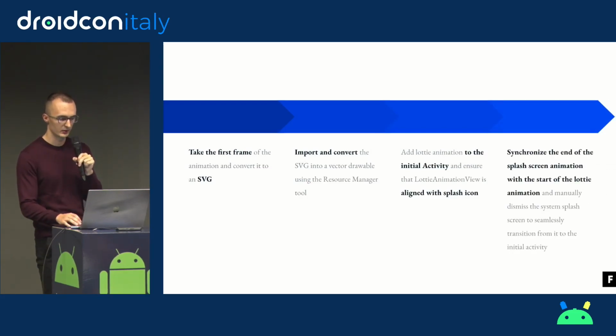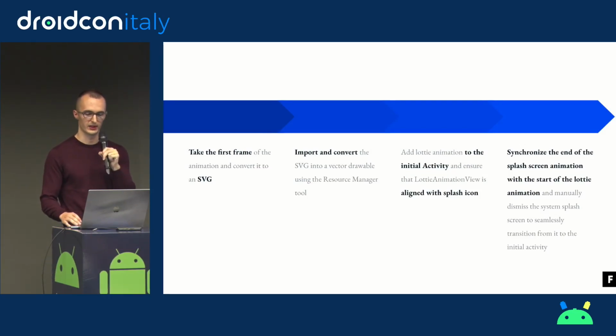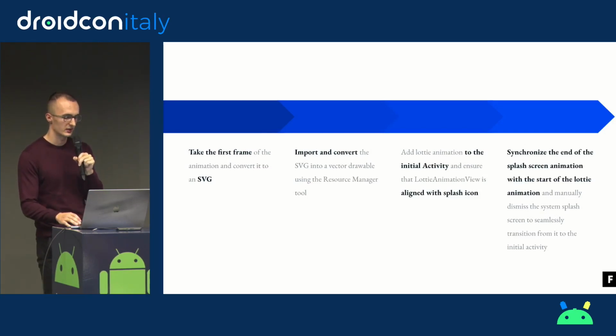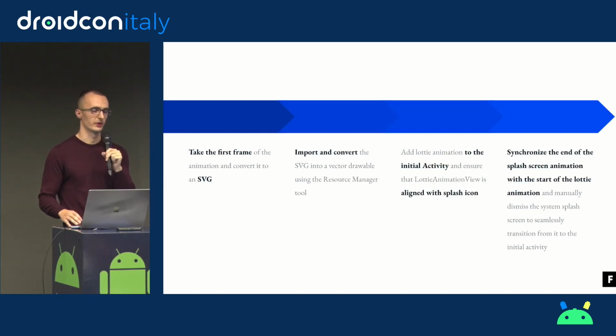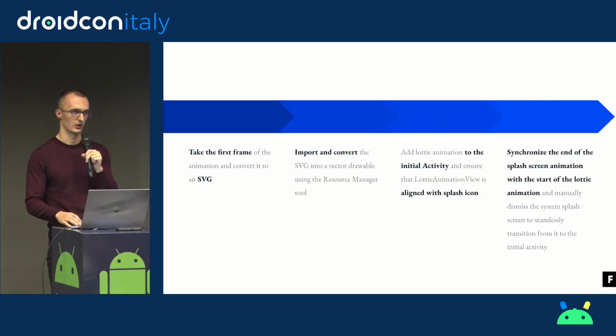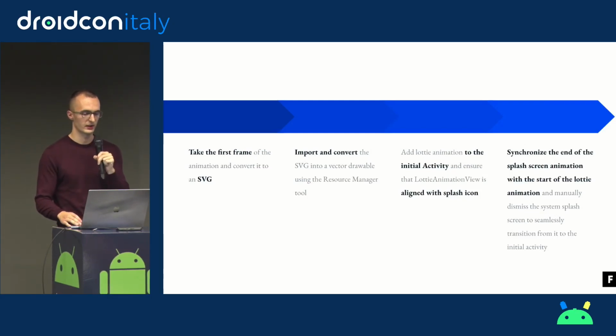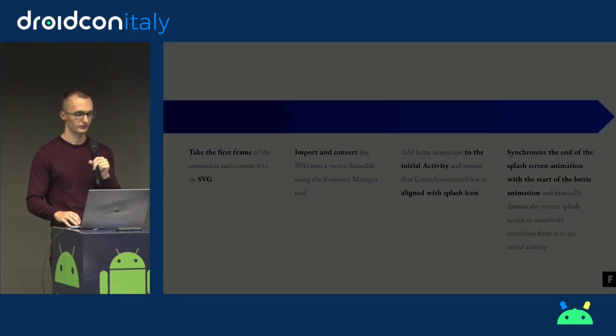And the last step is to synchronize the end of the splash screen animation with the start of the Lottie animation. So this basically creates an effect of seamless transition from the splash screen to the initial screen of your application. From the user's perspective, it looks like everything happens on the same screen.